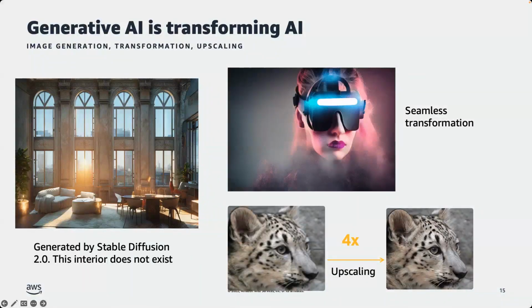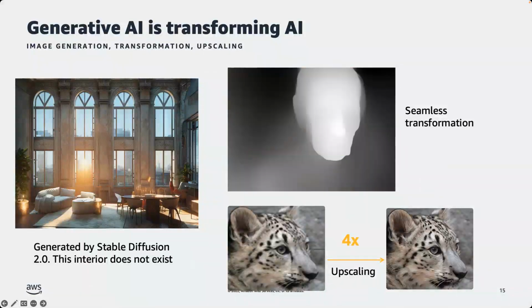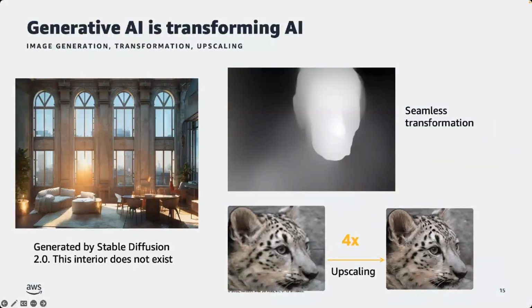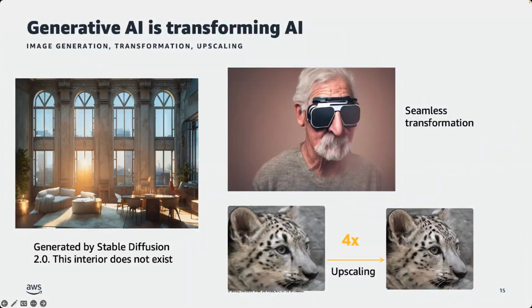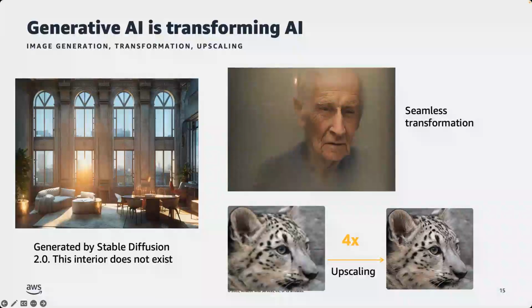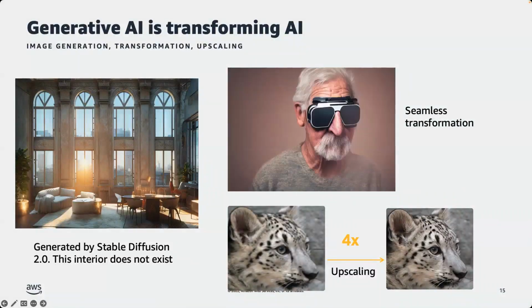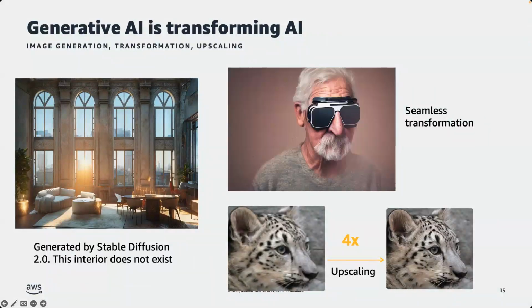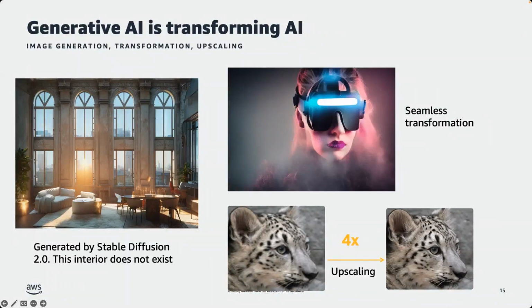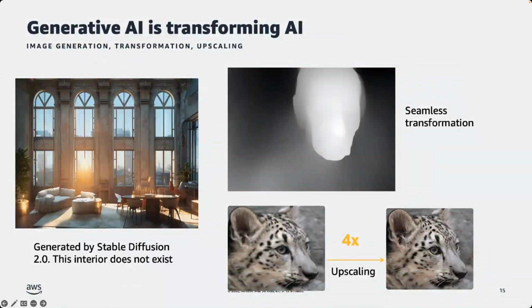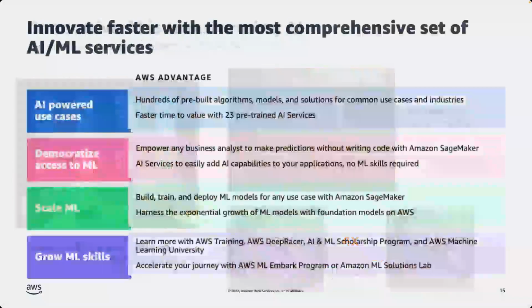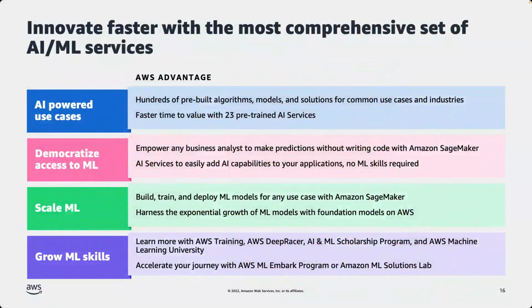You can see different domains here. We have image upscaling. You have changing an image with seamless transformation, generating a new image. It can also be applicable to many use cases, for example, to summarize texts, to answer questions. It's a use case that we all know now, answering questions with generative AI. And the one that we're seeing here, digital art creation. So you can really innovate faster with these AI and ML services.